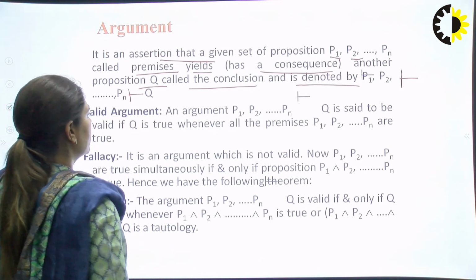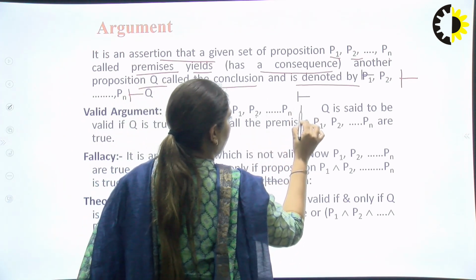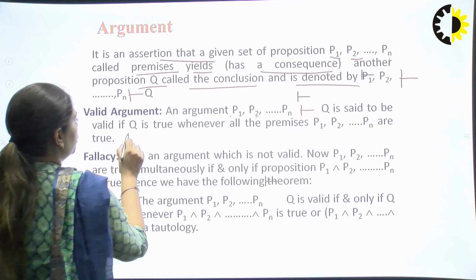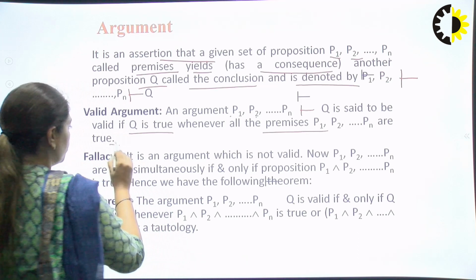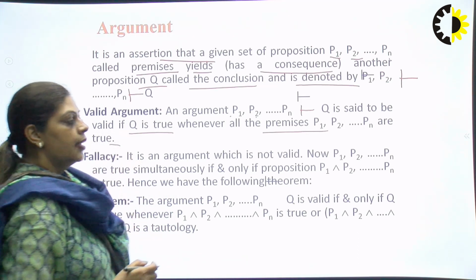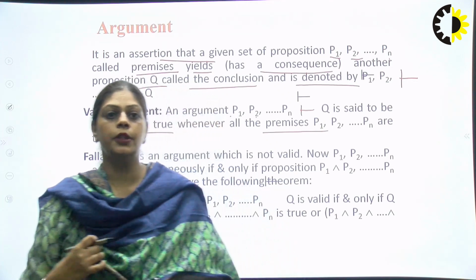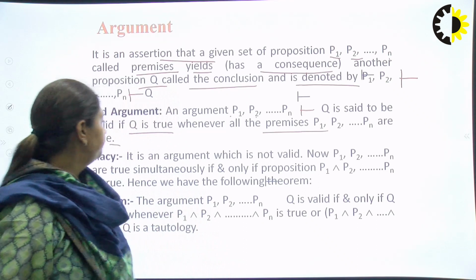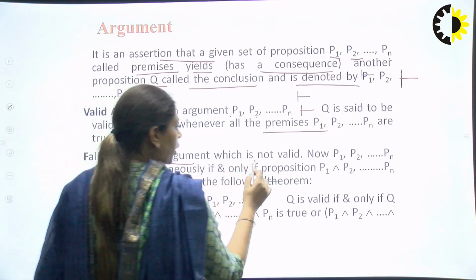Valid argument. An argument P1, P2 up to Pn, with the symbol here, and the conclusion Q is said to be valid if Q is true whenever all the premises are true. That means the premises given in the question should be true for the conclusion to be true. What is a fallacy? It is an argument which is not valid.